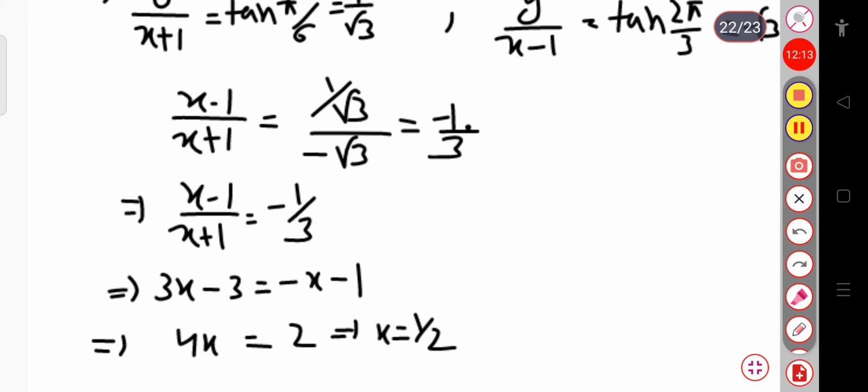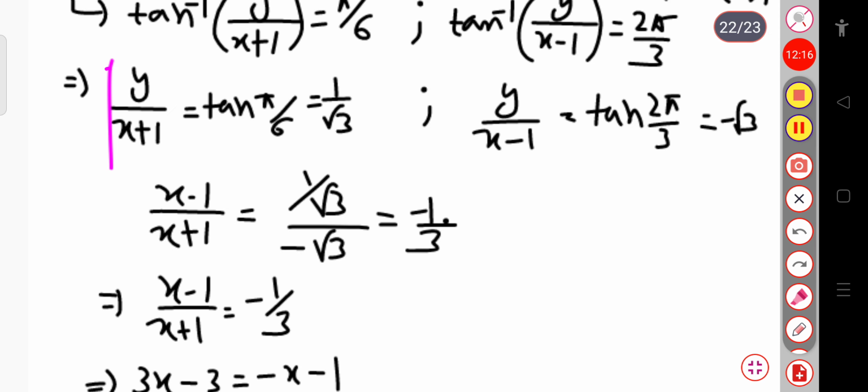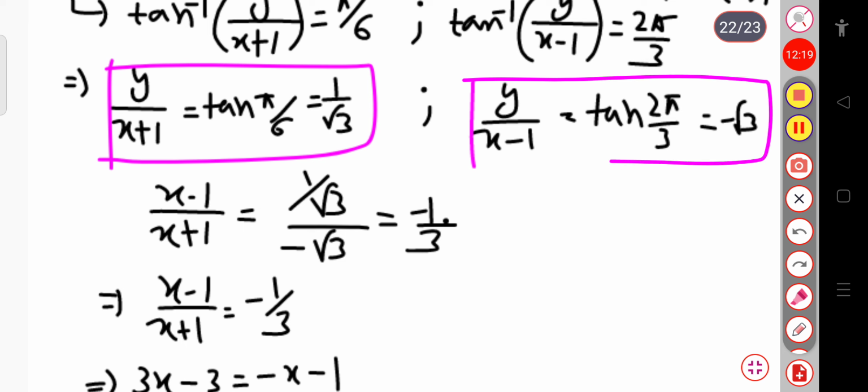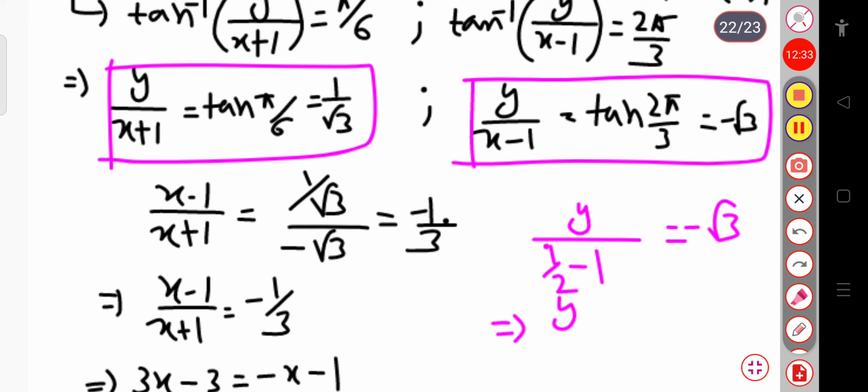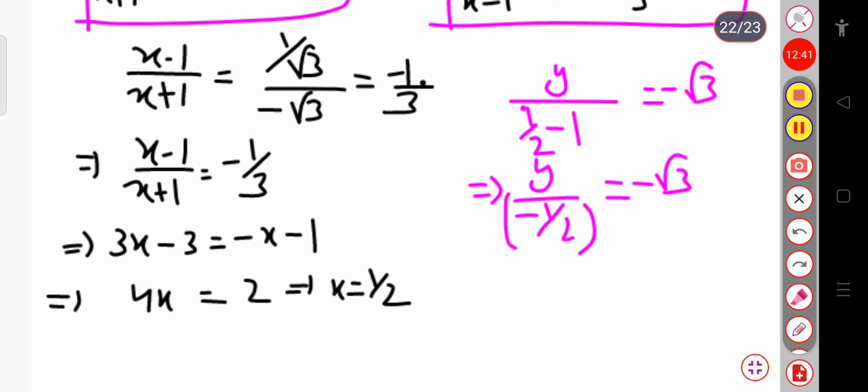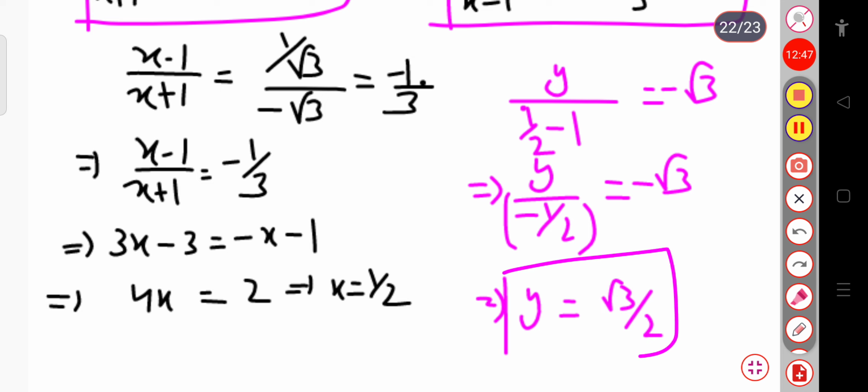And from this expression, y by x plus 1 equal to 1 by root 3, or from this expression, if I put the value x equal to 1 by 2, I will get y divided by 1 by 2 minus 1 equal to minus root 3. That implies y divided by minus half equals minus root 3. That implies finally y will be equal to root 3 by 2. So we have calculated the value of x equal to half and y equal to root 3 by 2.